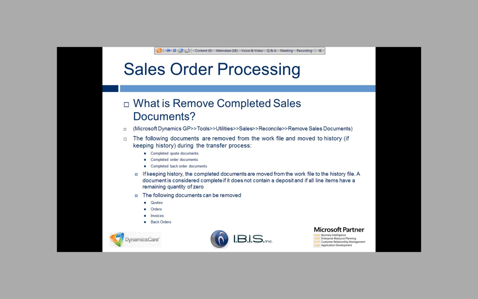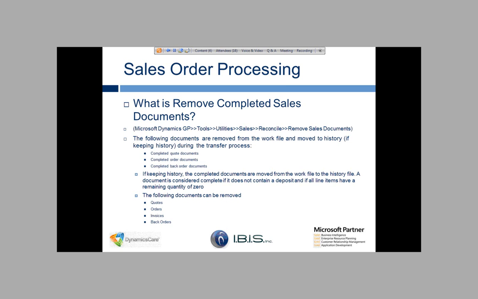The following documents are removed from the work file and moved to history if you're keeping history during the transfer process: any completed quote documents, completed order documents, and completed back order documents. If you are keeping history, the completed documents are moved from the work file to the history file. A document is considered complete if it does not contain a deposit and if all line items have a remaining quantity of 0. The following documents can be removed: quotes, orders, back orders, and invoices.